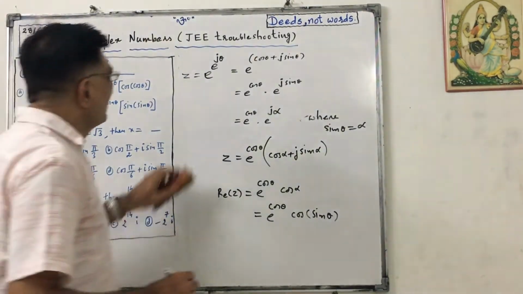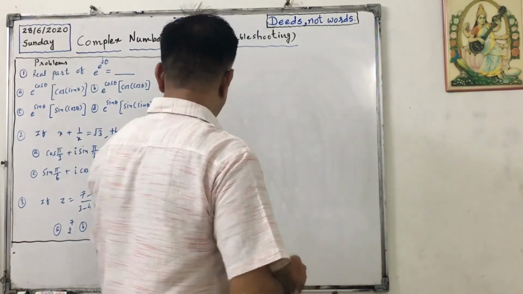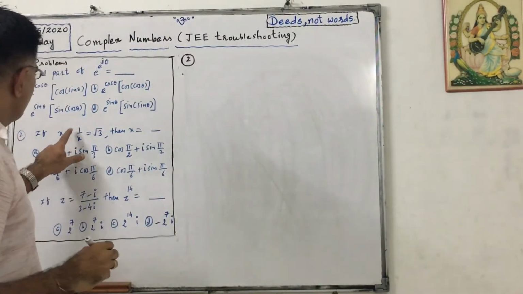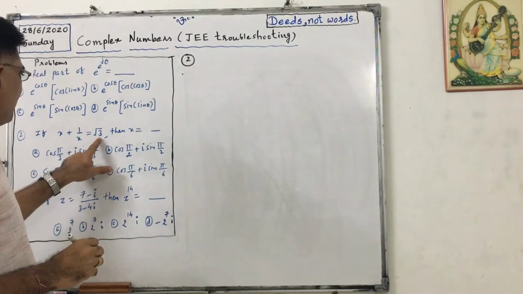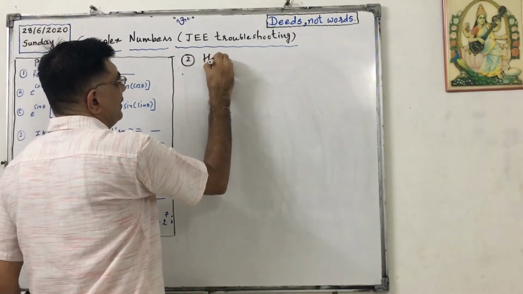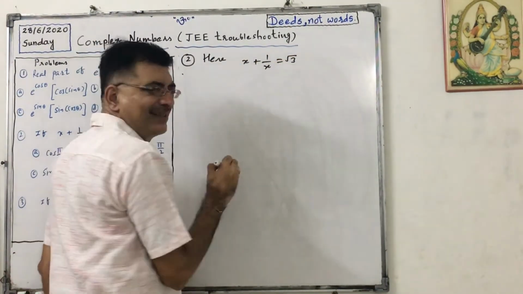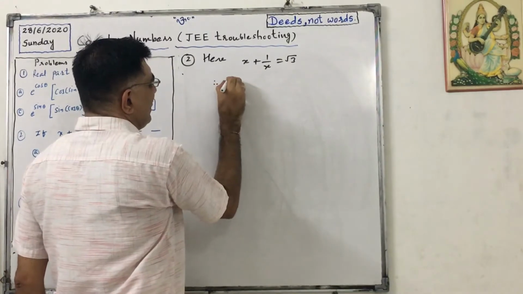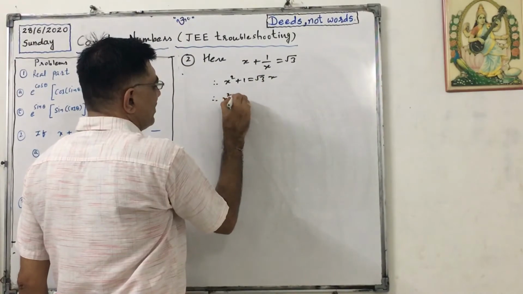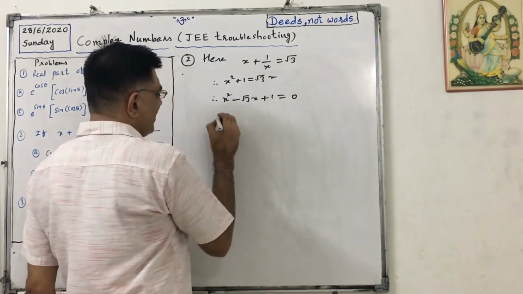Now next one, second. If x plus 1 upon x equals root 3, then we have to find x. See here, x plus 1 upon x equals root 3 can be written as x square plus 1 equals root 3x, which can be written as x square minus root 3x plus 1 equals 0. So it's a quadratic equation.